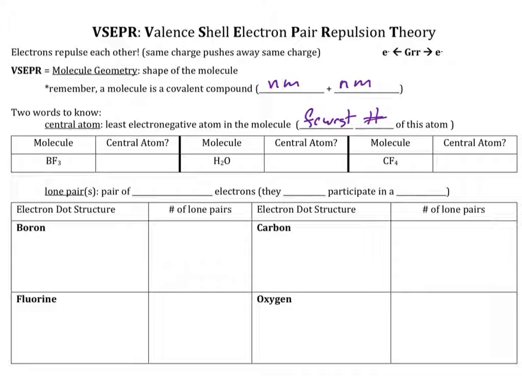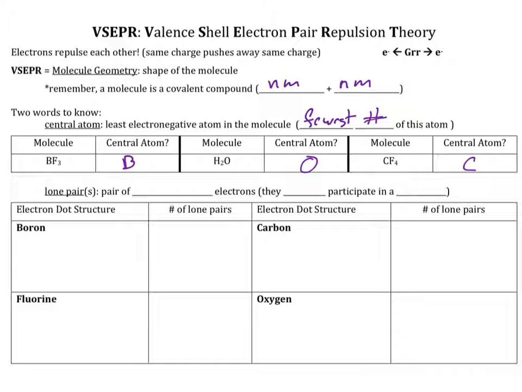So in this situation, you've got boron is the central atom. Oxygen is the central atom here. And this last one, it's carbon, because again, all those have the fewest number of atoms. There's only one boron here, one oxygen, one carbon.